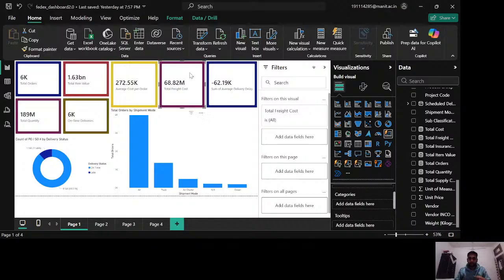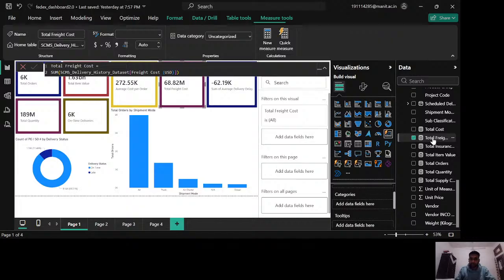Now our next KPI is the total freight cost, because freight cost is one of the most important factors in the transportation of our products. For this we have created a measure, which is the sum of freight cost in US dollars.